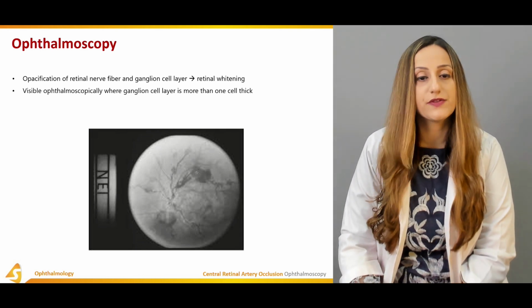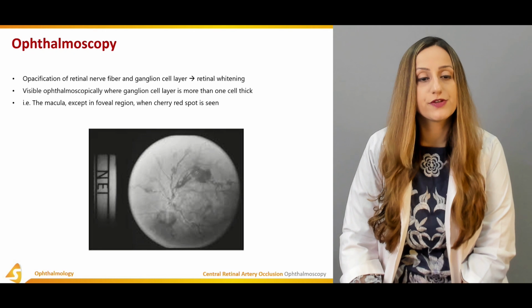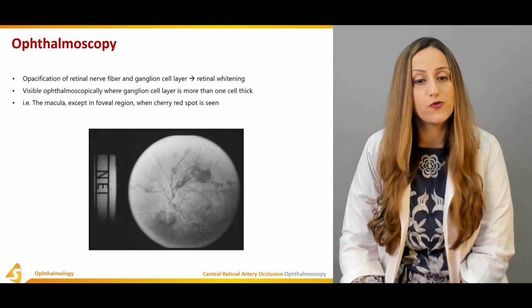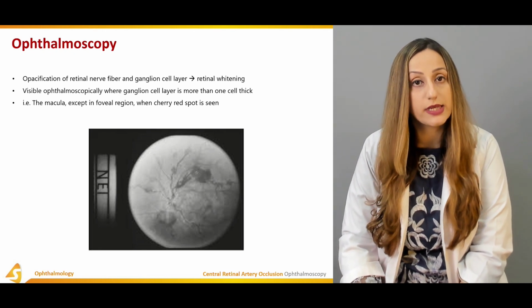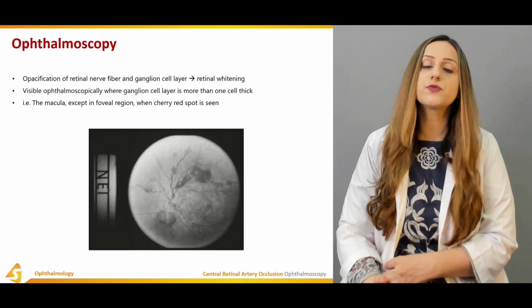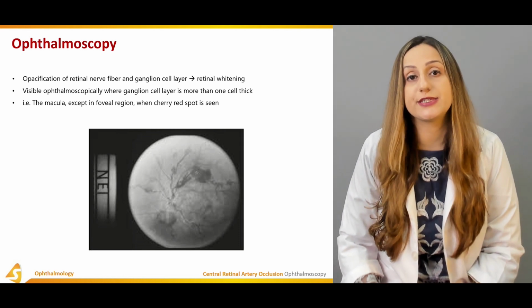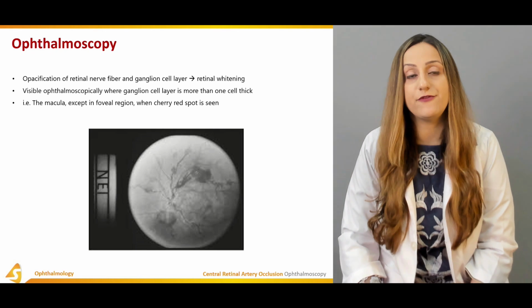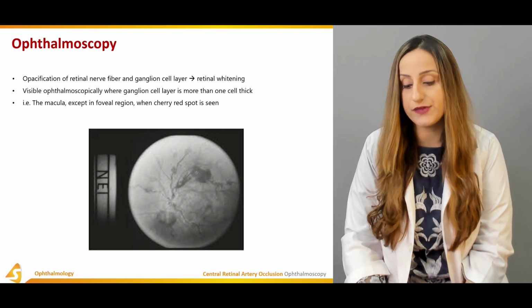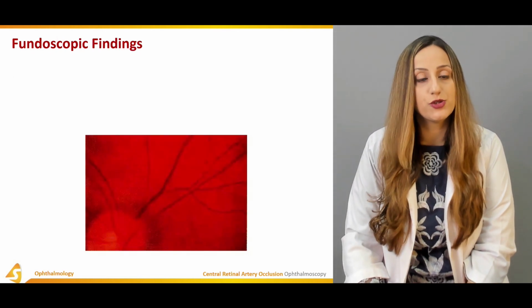So it is one of the findings that is observed, that is the macula, except the foveal region, where the cherry red spot is seen. The cherry red spot is seen in almost 90% of the patients, and that is basically giving you the definitive diagnosis of the central retinal artery occlusion in this case.